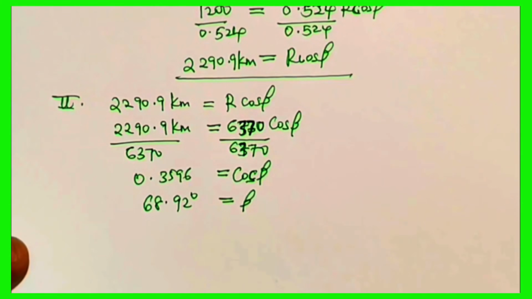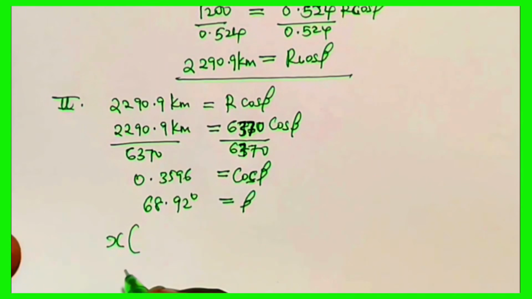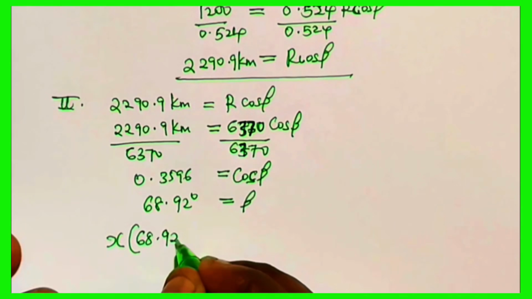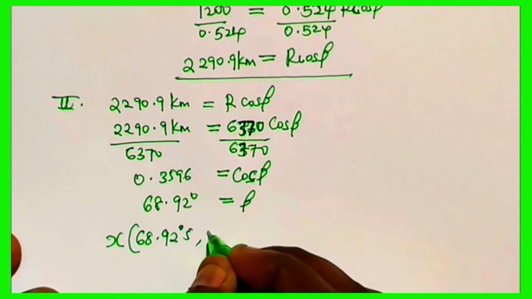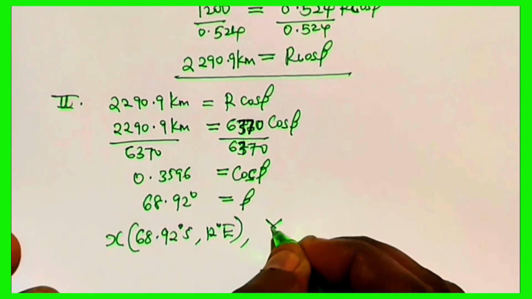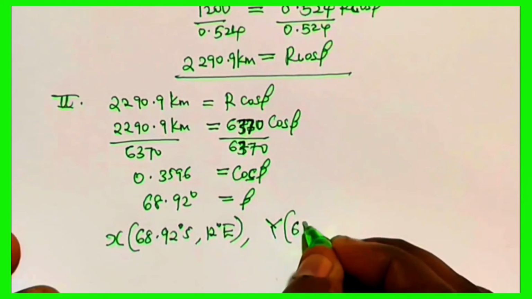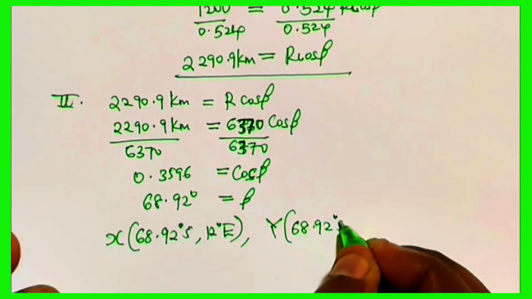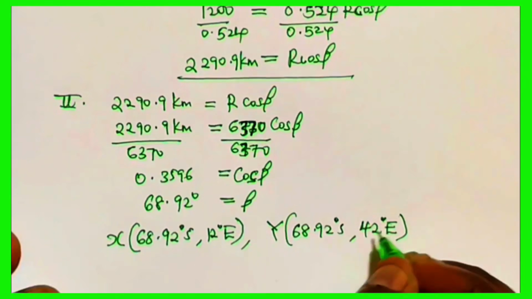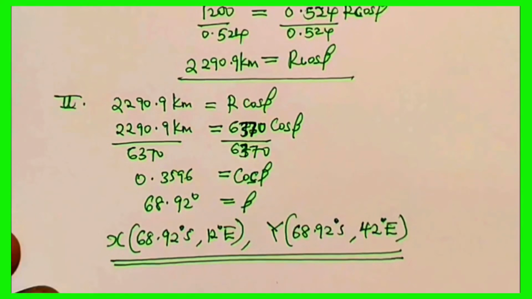And therefore finding beta will be equal to 68.92 degrees. Therefore, the town X will be found on a latitude 68.92 degrees south, and then 12 degrees east. And then town Y will be found on a latitude 68.92 degrees south, and then 42 degrees east. And this is how we answer these questions.